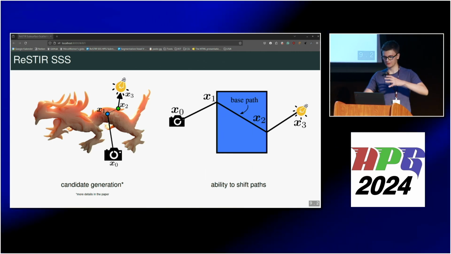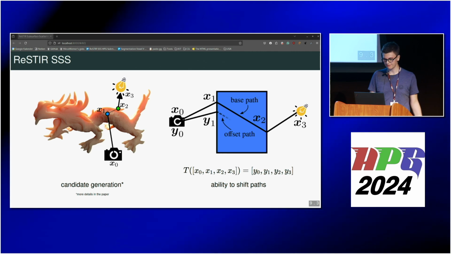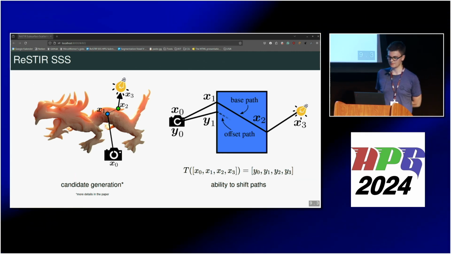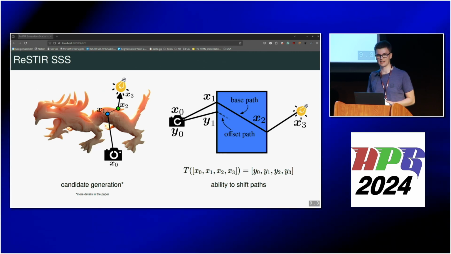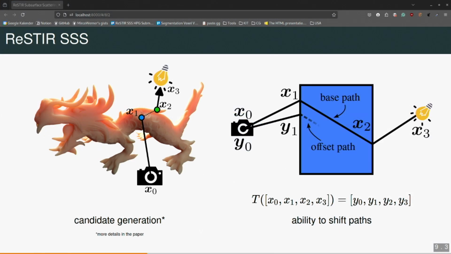So, as I was saying, we have this base path in, for example, a neighboring pixel, and then we need to construct an offset path in the current pixel. And of course, the first two vertices, the camera vertex and the visible point on this translucent object, are fixed for a given pixel and time, but the following vertices can be generated by using this base path information.